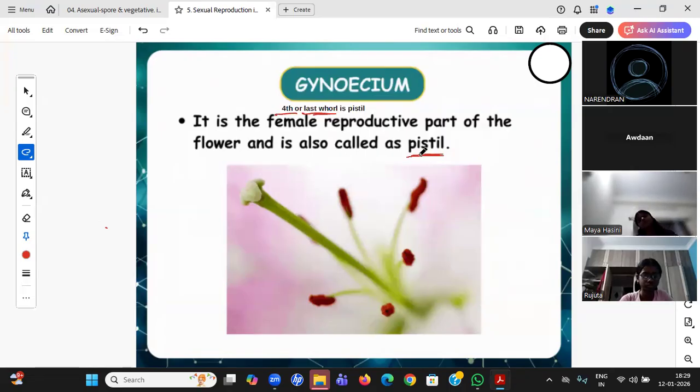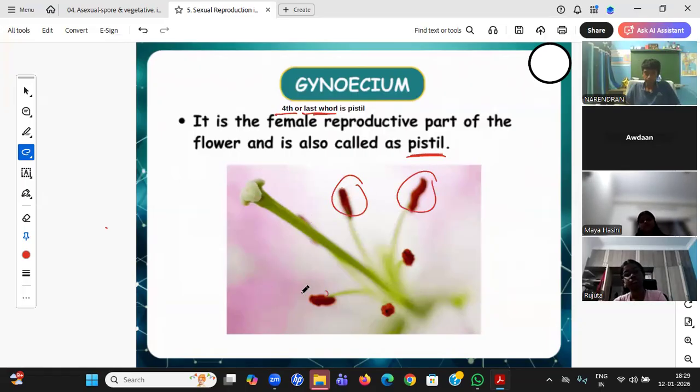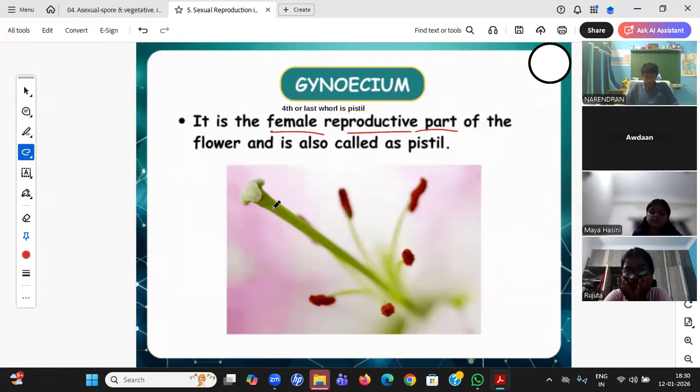It is pistil. This entire thing is known as pistil, student. These are again the stamens. The middle one is nothing but pistil. What is this, student? It is a female reproductive part. Female reproductive part means you will have some female reproductive sex cells, or female gametes.